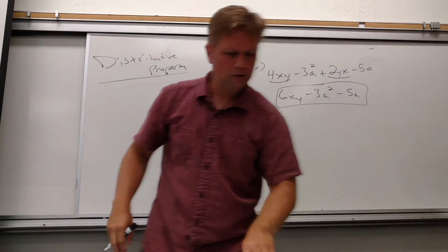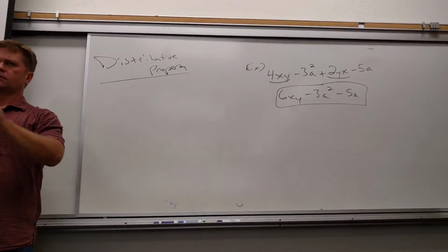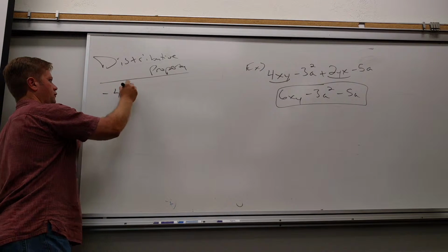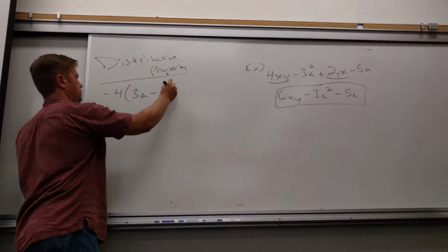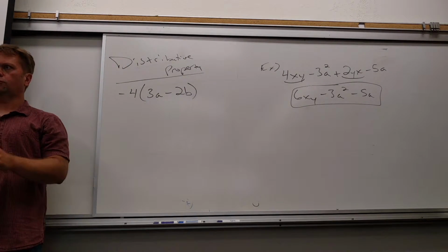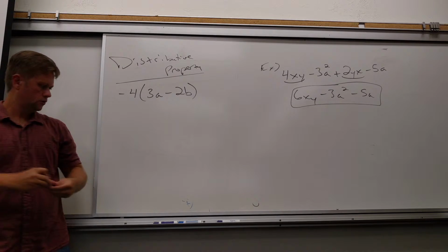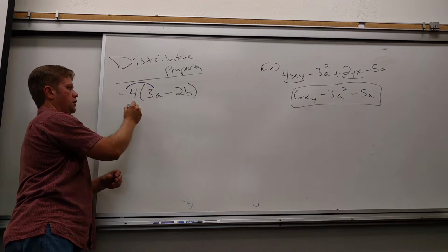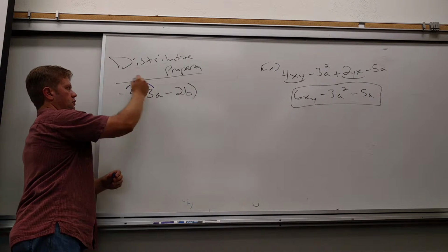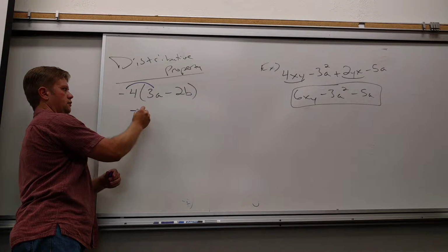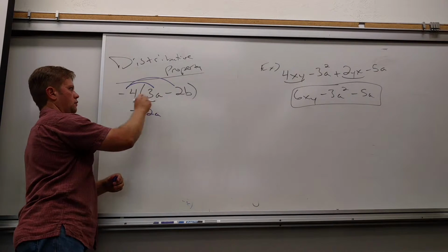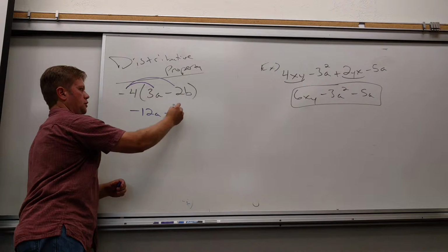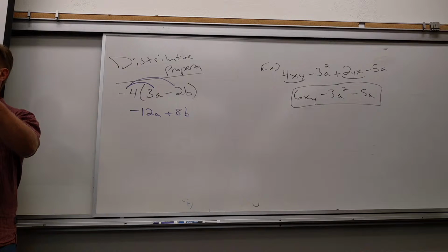I can't remember, I think maybe we talked about this. Yes. So just to remind you guys, if I had -4 times 3a minus 2b, what would the distributive property say? -4 times 3a. Good. So here you get -12a plus 8b. All right. So is everybody cool with the distributive property?